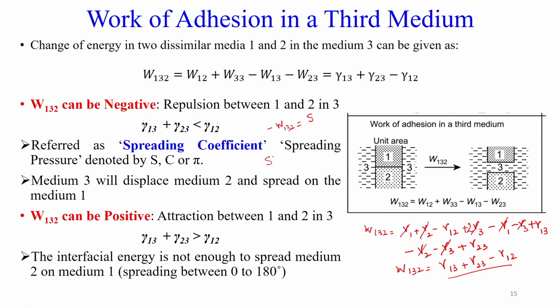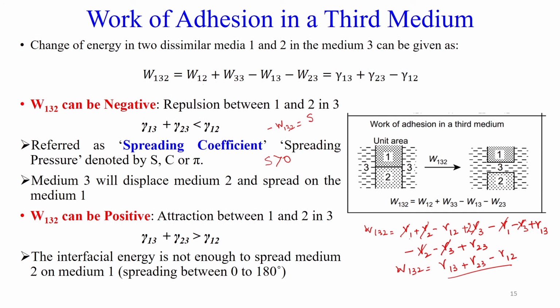So, if S is greater than 0, we say 1 and 2 are completely spread by the 3. So, medium 3 will displace the medium 2 and spread the medium 1, it is complete spreading.